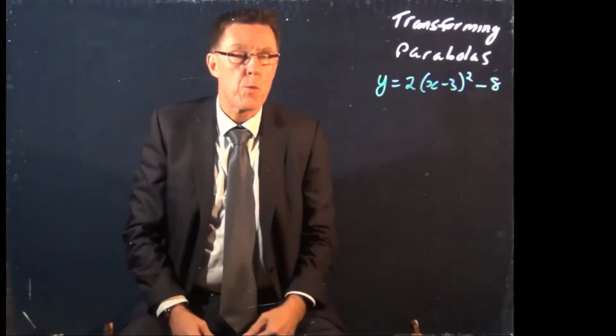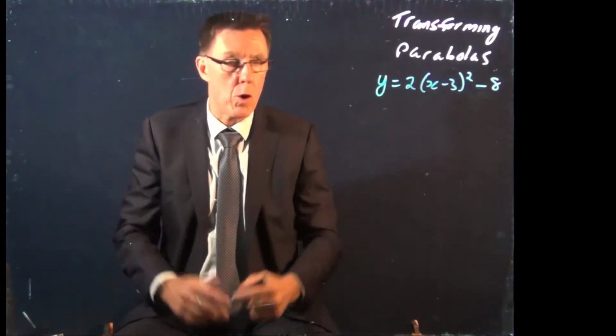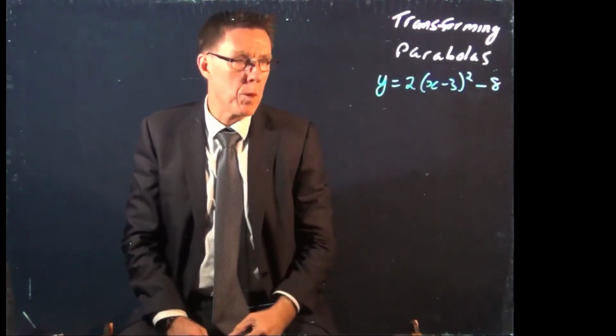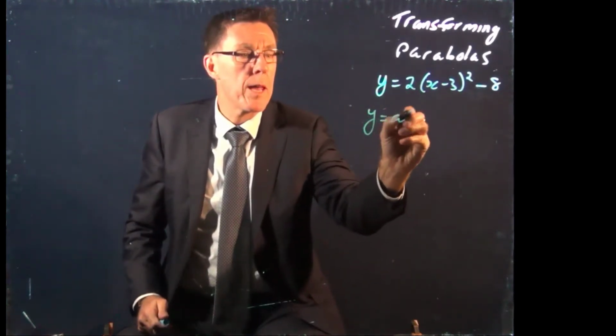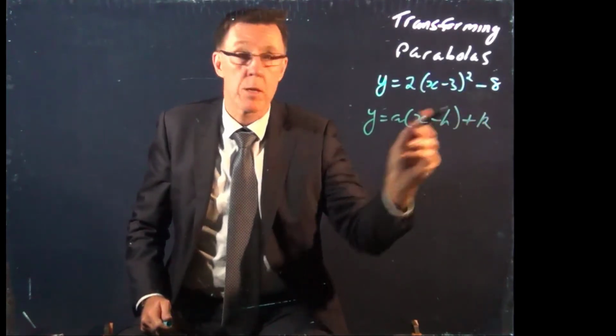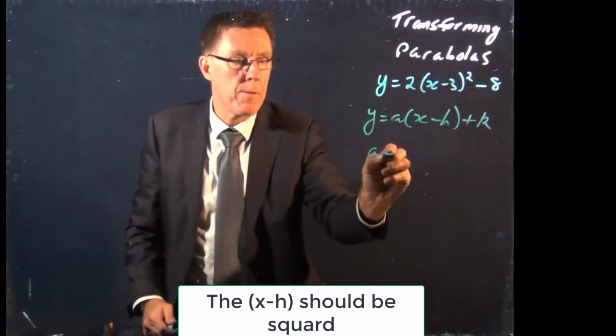Now, let's have a look at transforming parabolas. We first had a look at this last year about this time in grade 10. So this is what we call the turning point formula of a quadratic. It's in this general form of y equals a outside of x minus h squared, plus k.